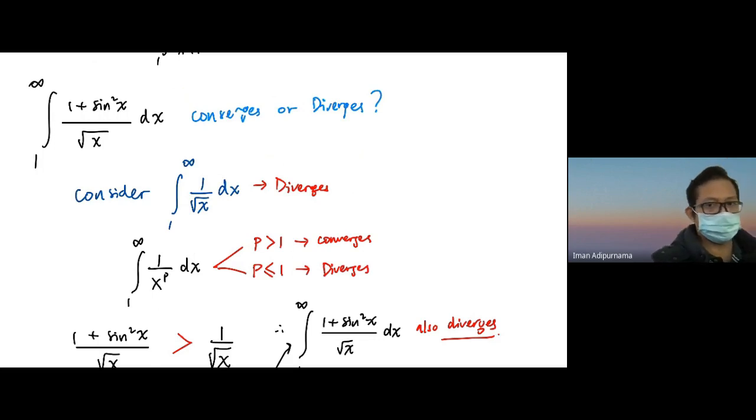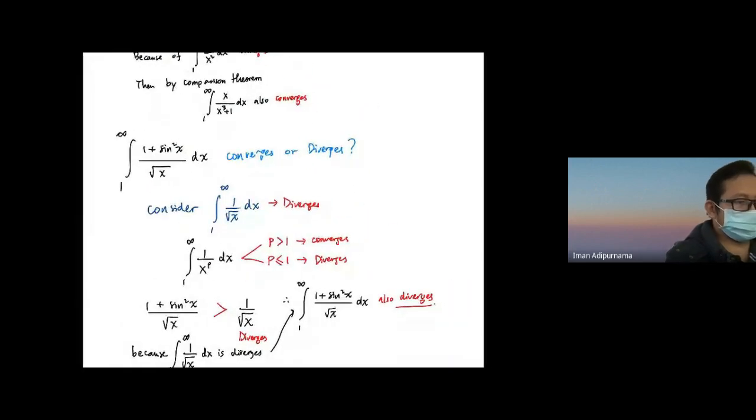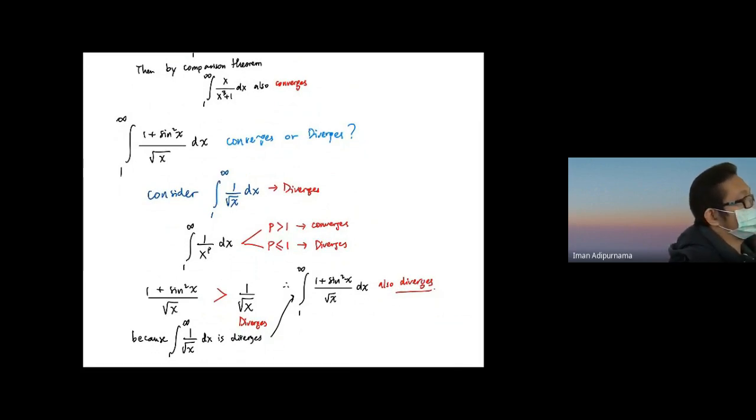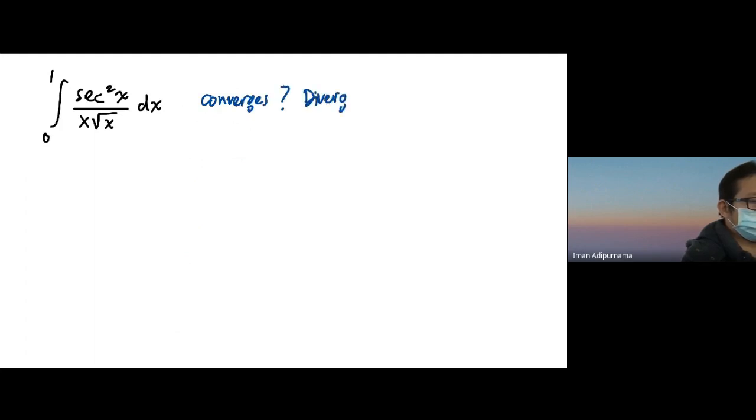Okay, let me go through maybe one more example, and then we can have some review, especially chapter 6. One more example on this improper comparison theorem. So let's check this integral from 0 to 1 of secant squared x over square root of x dx, whether it converges or diverges.